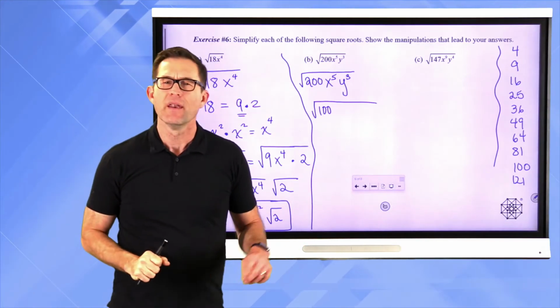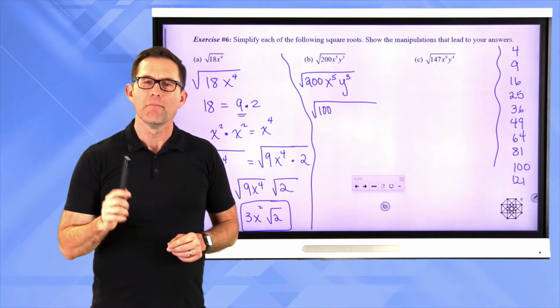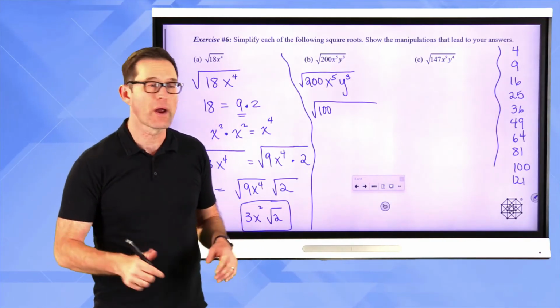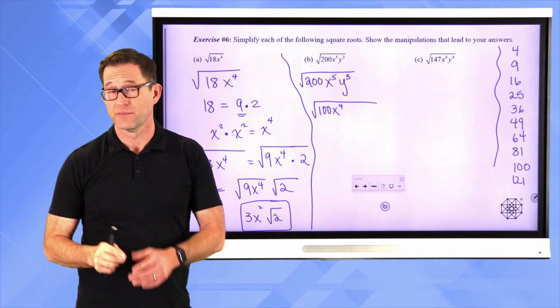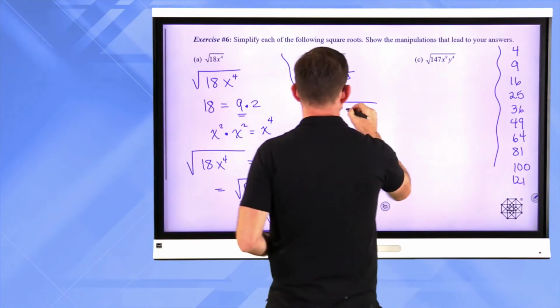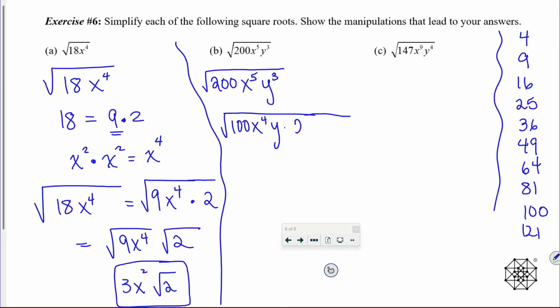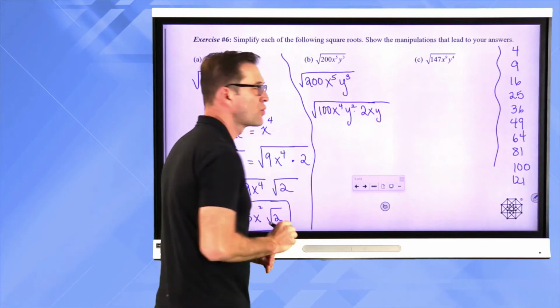Okay. Now, what about the variables? That's a little bit trickier. But keep in mind that I can easily take the square root of x to the 4th. It's x squared. So I'll put in x to the 4th here. I can also easily take the square root of y squared. It's just equal to y. So I'm going to put a y here. And now all of that would have to be times 2, x to the 1st, y to the 1st. So I can factor what's underneath there. Whoops, made a mistake there. Sorry about that. That should have a squared on it.